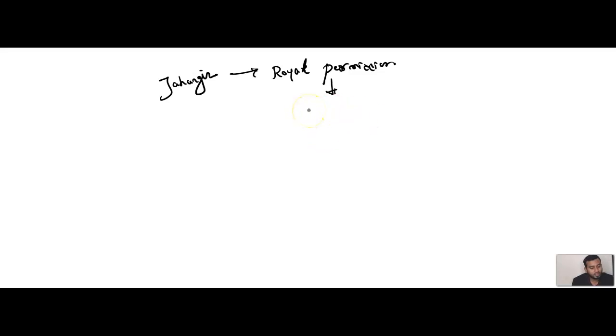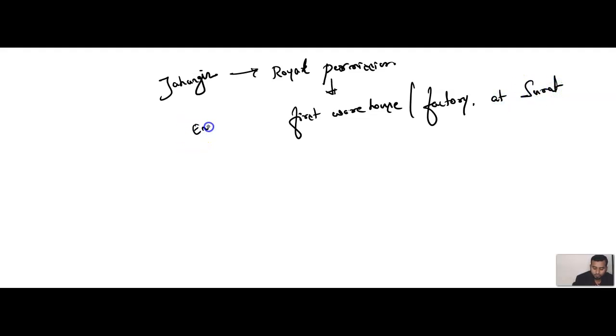So, what did they do? They first established a warehouse, that is also called a factory. The first warehouse or factory was established at Surat. So the English established the first warehouse or factory at Surat.